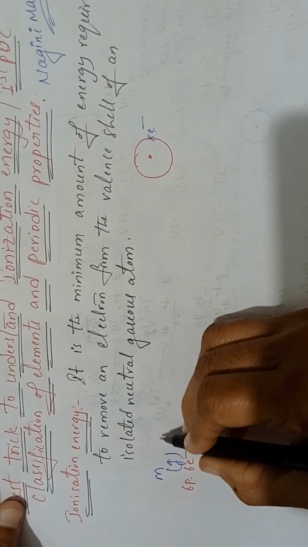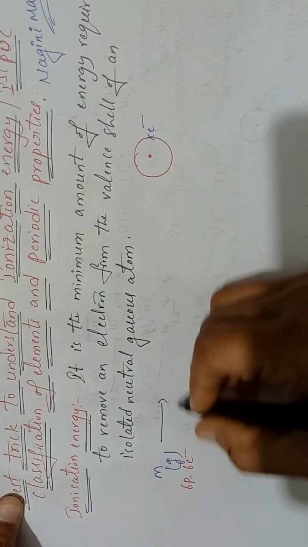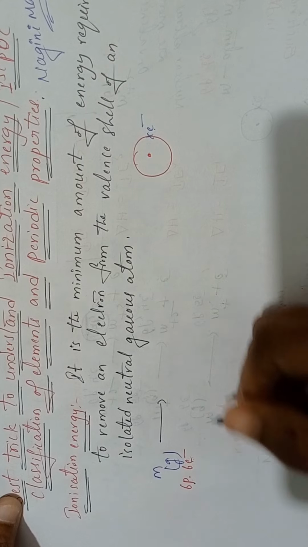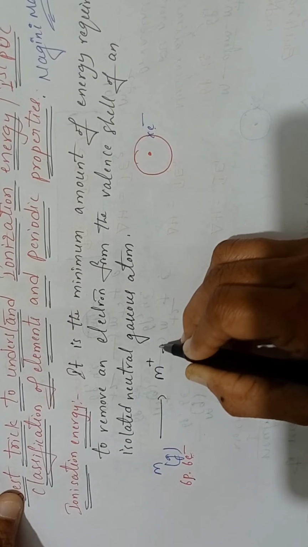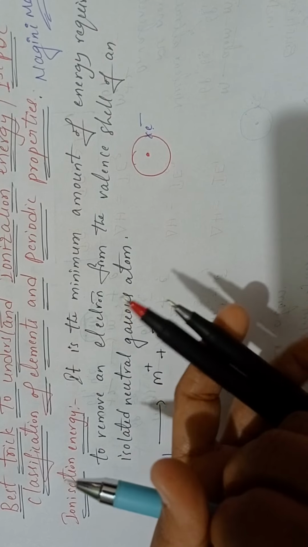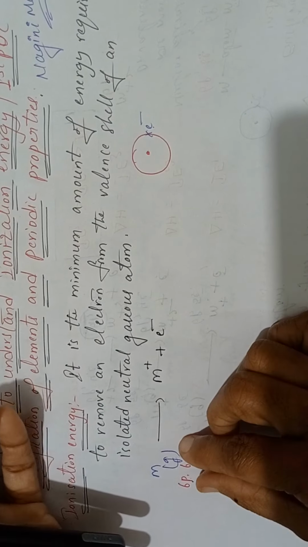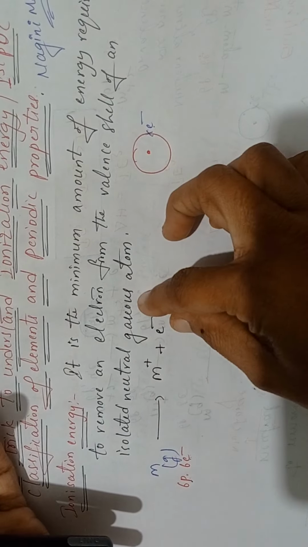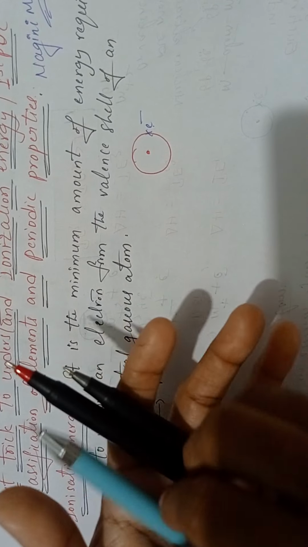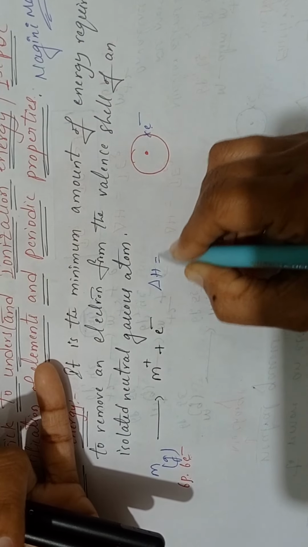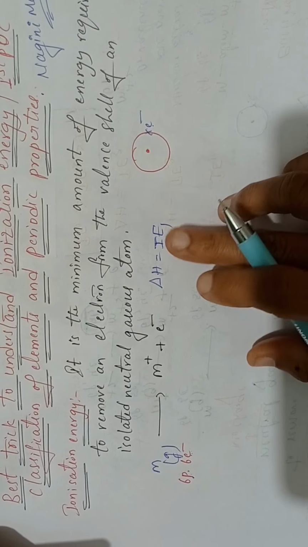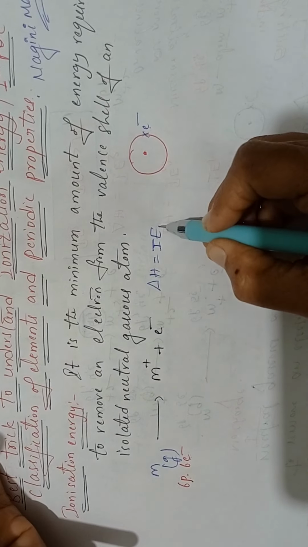Now from this atom, students, by loss of electrons, to remove the electron, here 6 protons, 6 electrons are there. Whenever this electron is lost, M becomes M plus, and here one electron is lost. Are you clear? So from these 6 electrons, to remove this one electron, how much energy is required? That energy is called the first ionization energy, that is IE1. It is represented by IE. It is the first ionization energy.